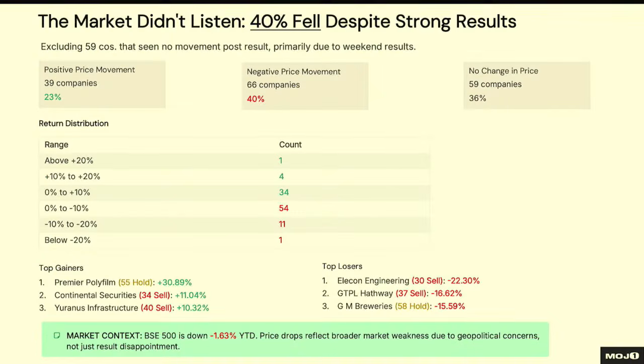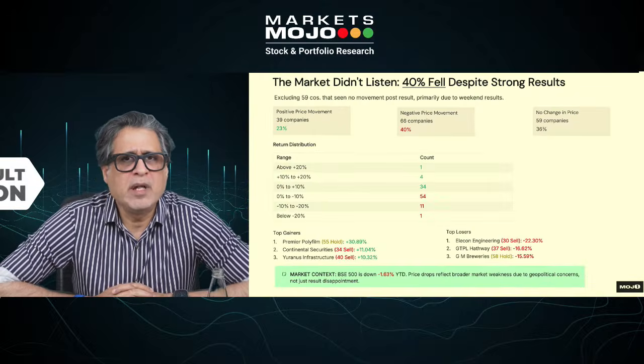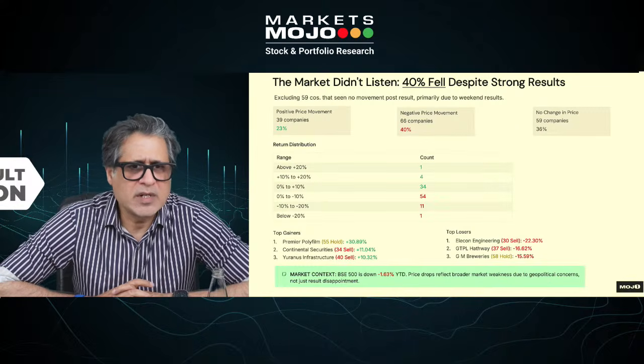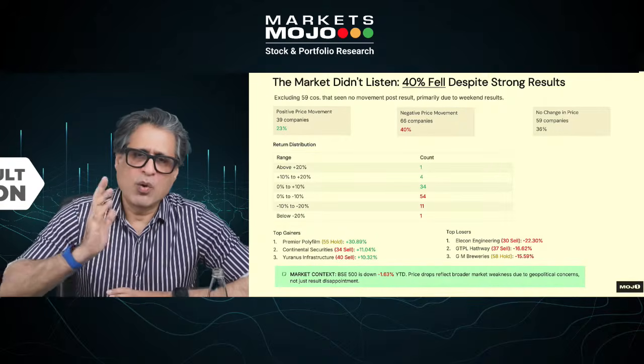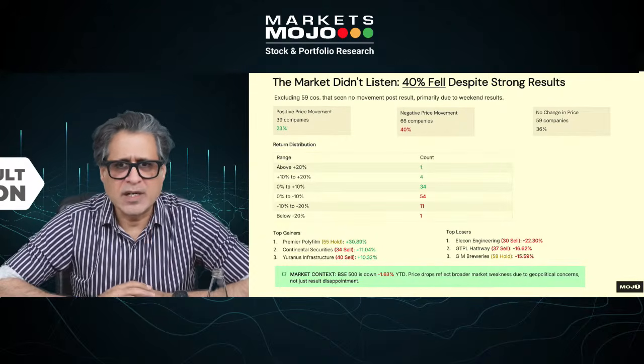Despite this strong result, the market is not responding so far. The market is still conservative and not that responsive right now. Also, please understand that the index on a YTD basis, since the time these results started, is down by around 1.63%. So there's an overall negativeness in the index.